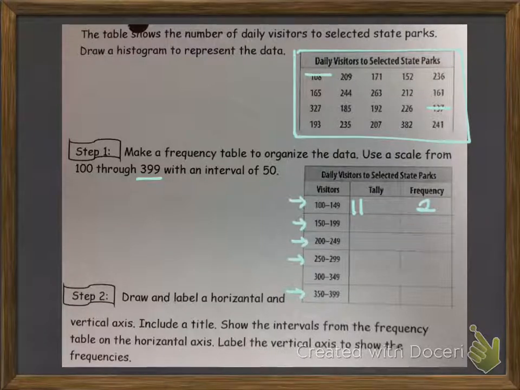So then let's look at 150 to 199. Here's 171. Here's 152, and you would do that all the way to the end. So I would like you to fill out your tally and your frequency. When you have finished filling this out, please press play, and we will move on.